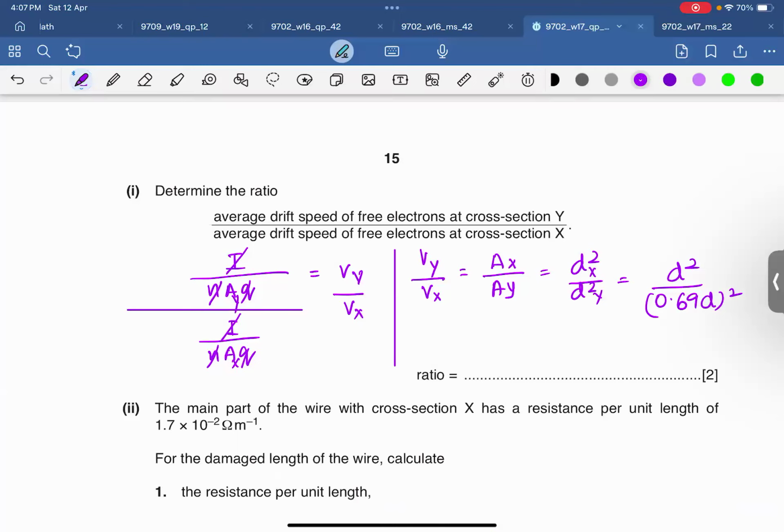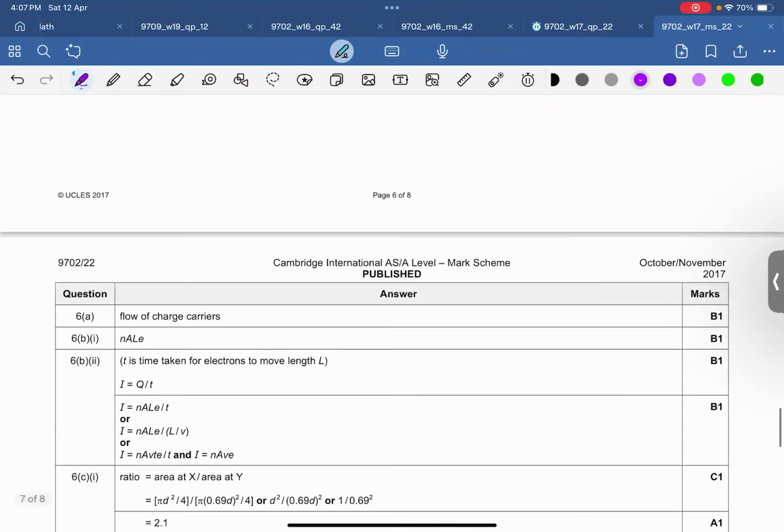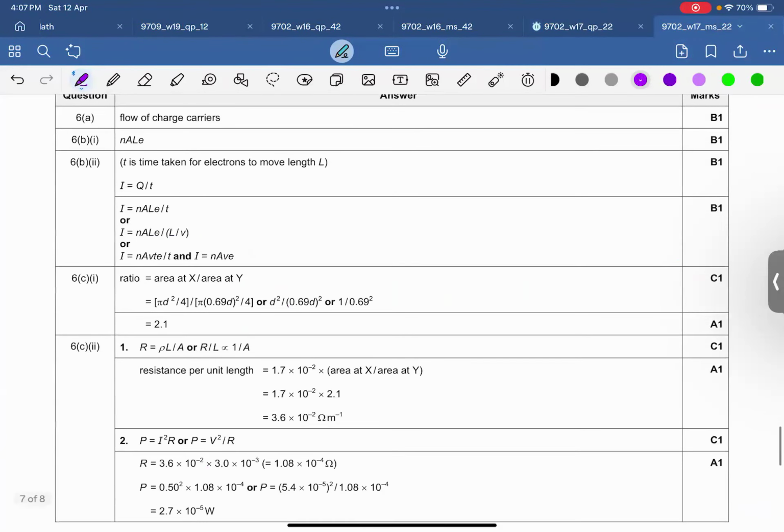So I'm getting the ratio as 2.1. Let's see, 2.1. Okay, fine.